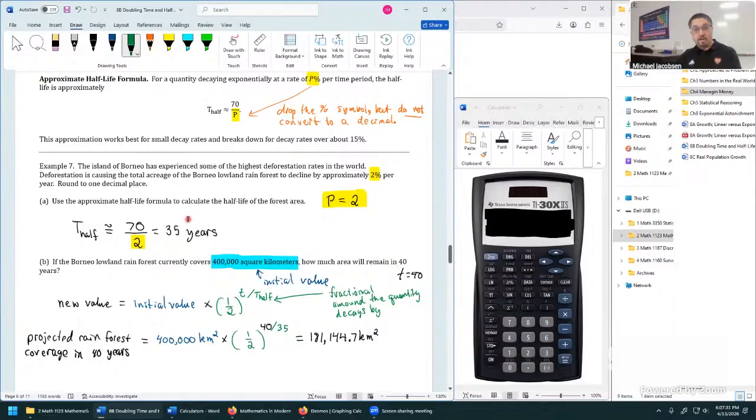More than one half-life goes by. We took the initial value of 400, multiply by a half to the power of the amount of time t divided by the half-life. And this is what we got in our calculator, 181,144.7 square kilometers. So we'll be practicing more formulas just like this. And our major part of the notes that we're going to look into is how do we go beyond an approximate half-life formula, with a heavy limitation that it breaks down for decay rates over 15%, into something more exact.